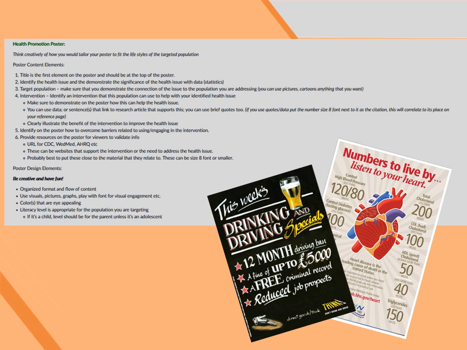And the poster itself, really be creative with this. Think outside the box. I've listed here the elements that you need to have on your poster. You need to have a title on the poster. You have to be able to identify what the health issue is and demonstrate the significance of it with numbers. Make sure that you're demonstrating who this target population is. This can be done in numerous ways. You will make the decision on what you want to do. And what is the intervention? Make sure that you can identify this to the population and how they're going to use it.